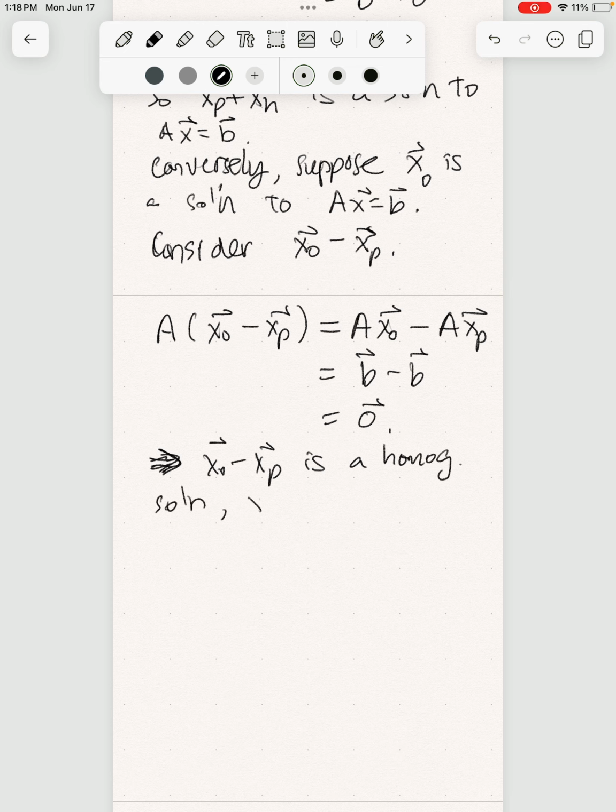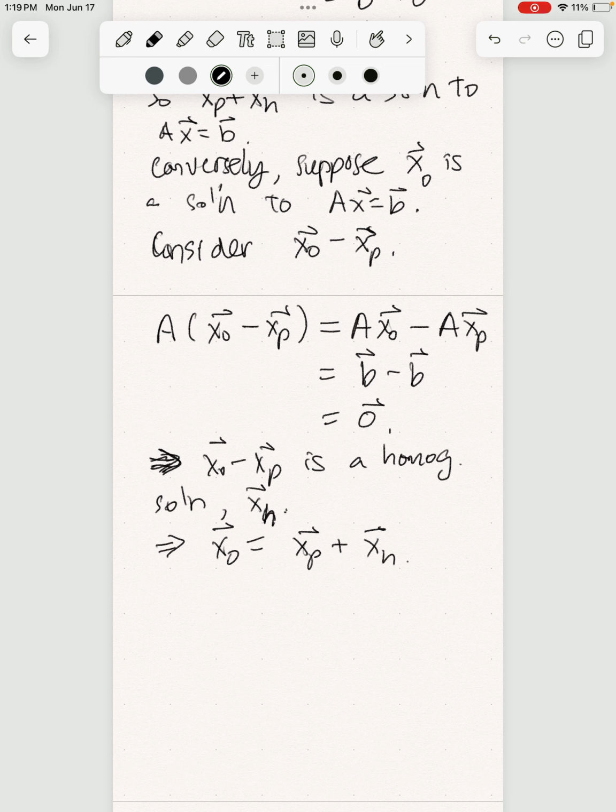Say xh. Let's call that vector xh. Then you just add xp to both sides. x0 is xp plus xh. And x0 was an arbitrary solution to Ax equals b. So what we showed is that any solution to Ax equals b is going to have this format: xp plus xh. It's a homogeneous solution plus a particular solution.